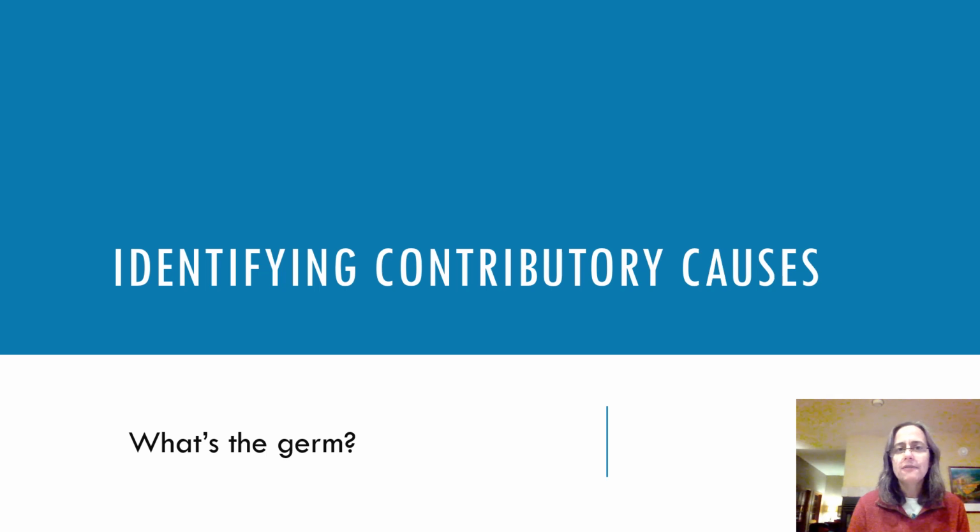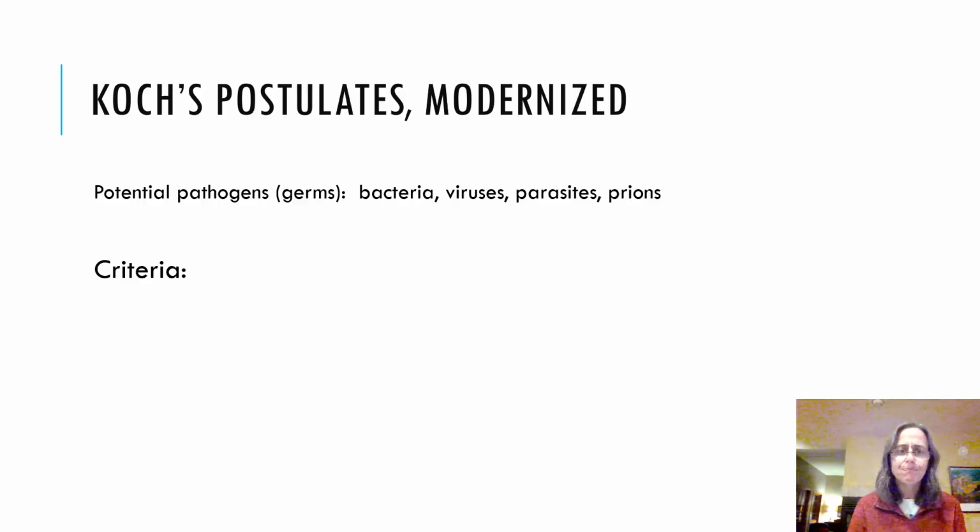So how do we identify which germ is the culprit? How do we identify that contributory cause of a particular communicable disease? The famous scientist who elucidated these principles was Dr. Koch, and he came up with a whole list of things, and we're going to do an abbreviated and modernized version of that.